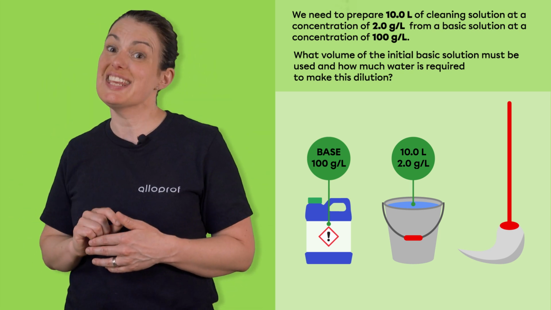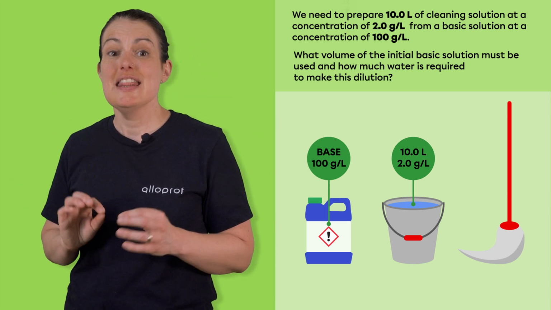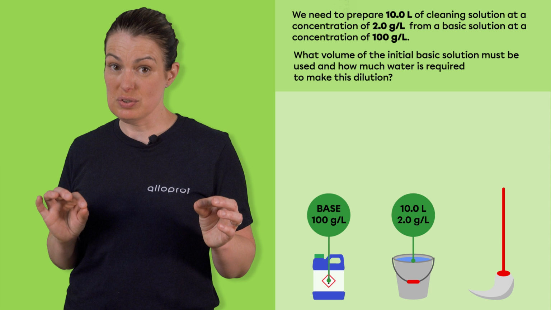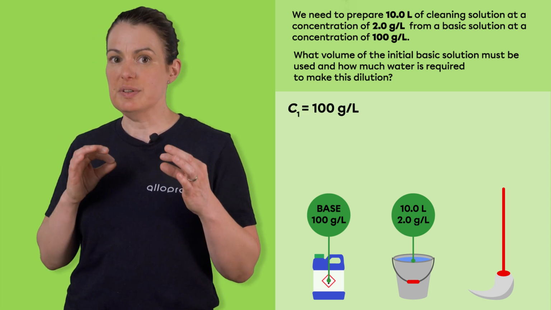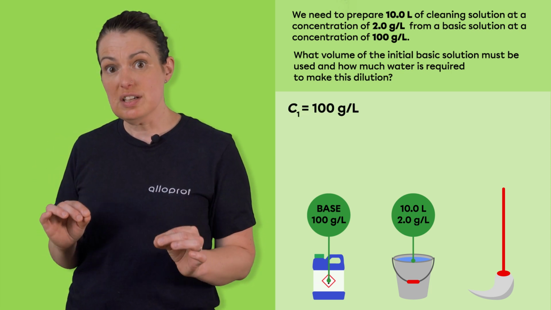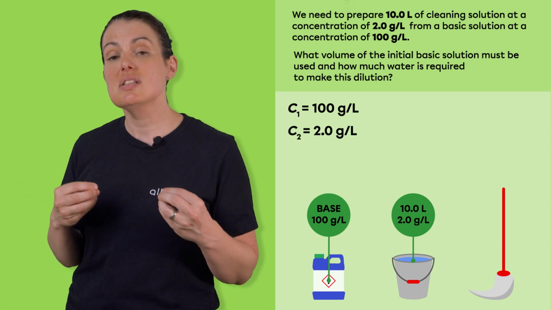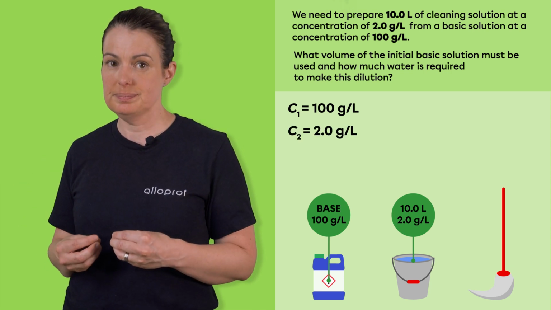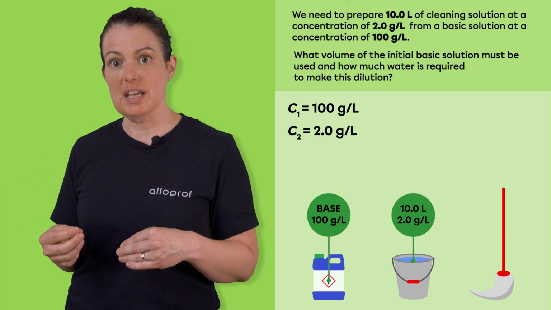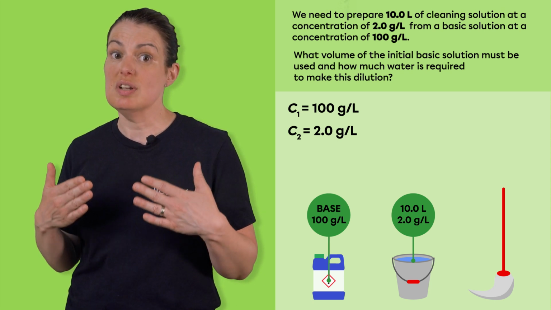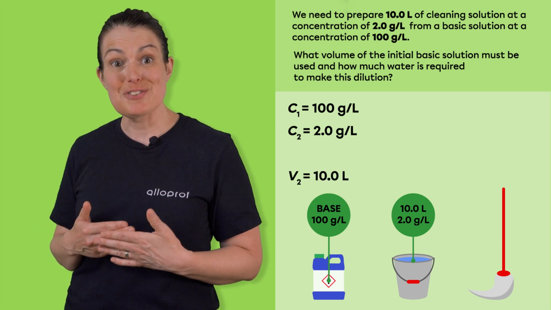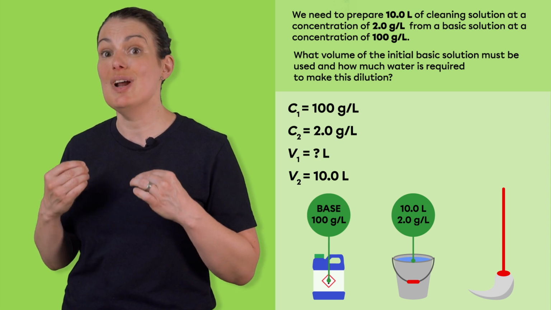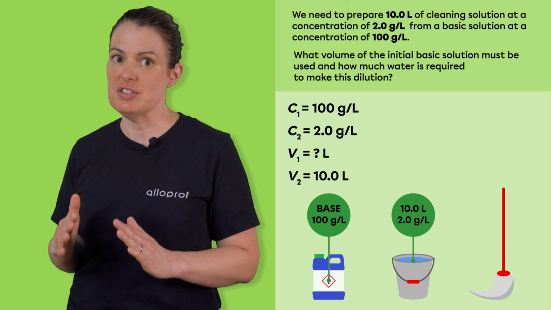First, let's identify the given values. The initial concentration of the solution, C1, is 100 grams per liter. We will dilute the solution so that its final concentration, C2, is 2.0 grams per liter. We want to fill the bucket, so the final volume of the solution, V2, is 10.0 liters. We are looking for an initial volume of solution, V1 in liters, just like V2.